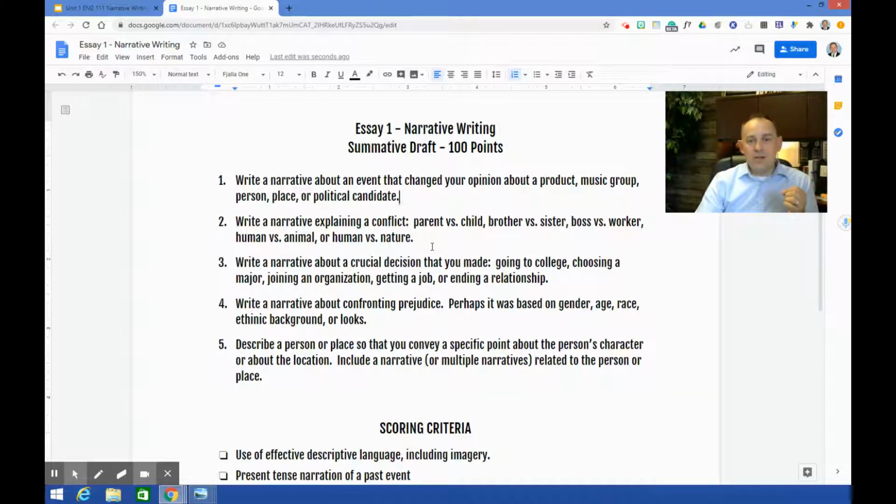Number 2, you can write a narrative explaining a conflict. All narratives typically have some sort of conflict of person or conflict against someone else. For example, parent, child, brother, sister, boss, worker, human, animal, human nature. Or again, if there's not a conflict listed there, if you just want to write about a conflict in general, then you could write a good narrative about a conflict. Write a narrative about a crucial decision that you made. Again, it doesn't have to be these decisions, but at some sort of crossroads in your life where you had to make a decision to go one way or the other, and write a narrative about that.